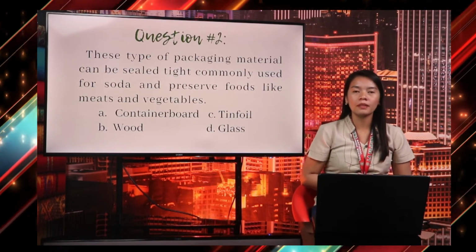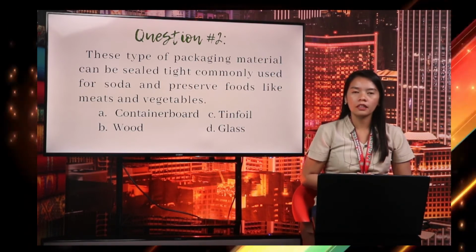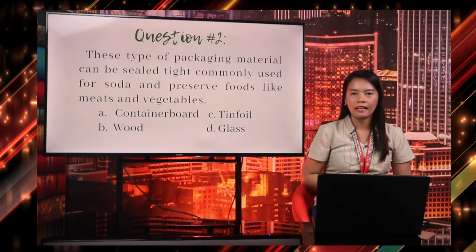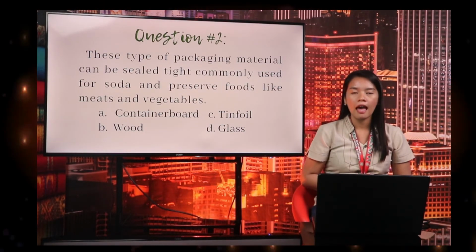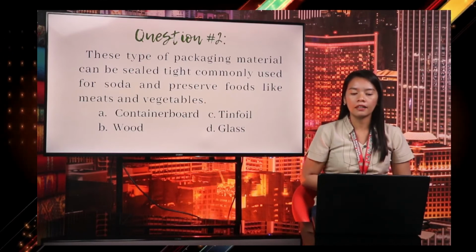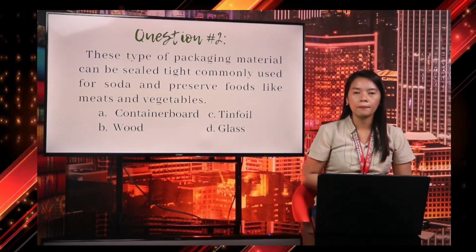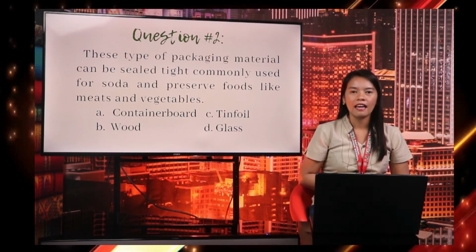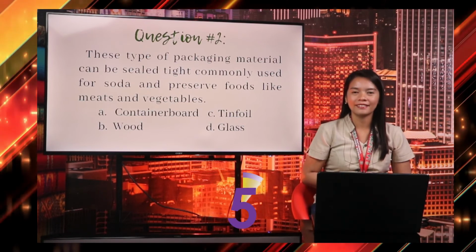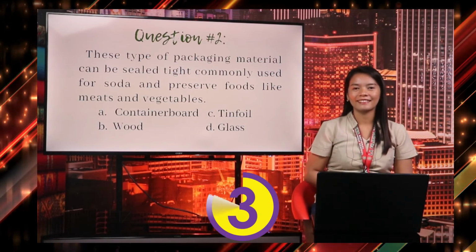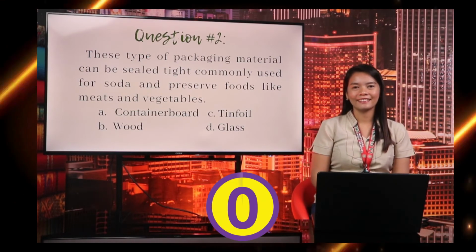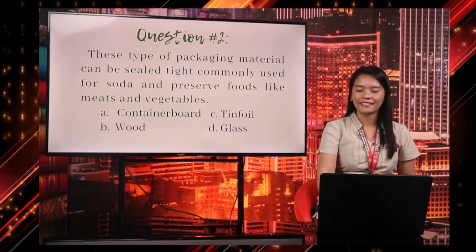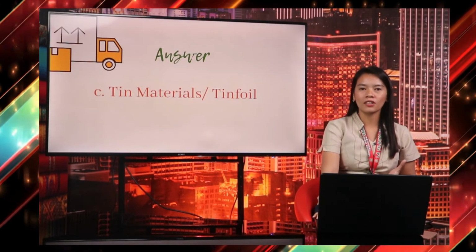Number 2. This type of packaging material can be sealed tight, commonly used for soda and preserved foods like meats and vegetables. Letter A, container board. Letter B, wood. Letter C, tin or tin foil. Letter D, glass. 5 seconds starts now. Okay, let's reveal the answer. We have tin materials or tin foil.